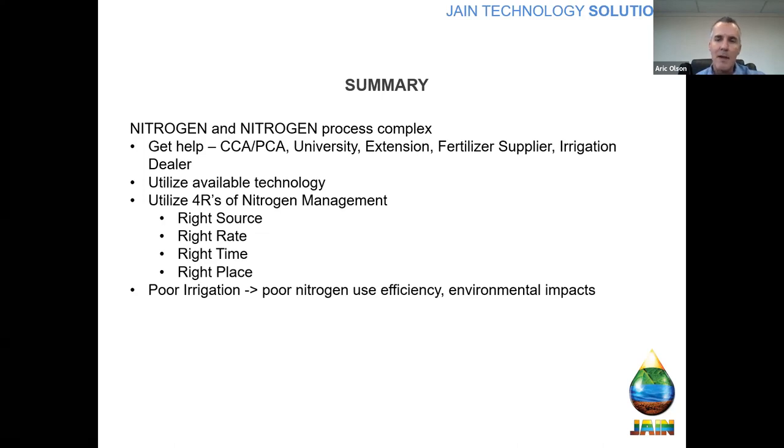Let's utilize the remote sensing to help us manage this so we're not putting excess on. And I didn't talk about this, but there are these 4 R's of nitrogen management, and these are absolutely critical. You want the right source of nitrogen. Again, if you get the wrong type, you might make deleterious impacts to your soil. You want to put it at the right rate.